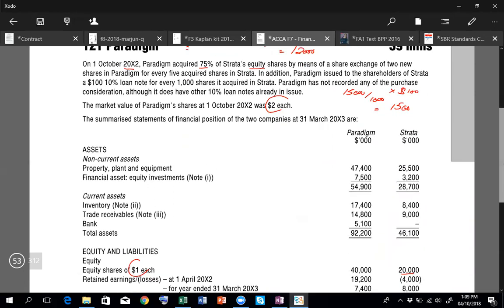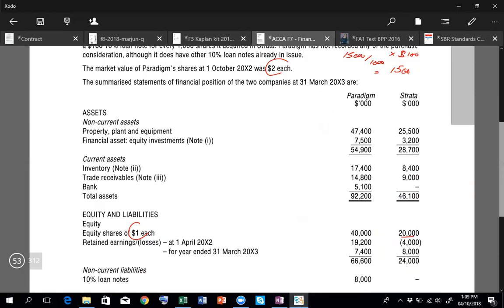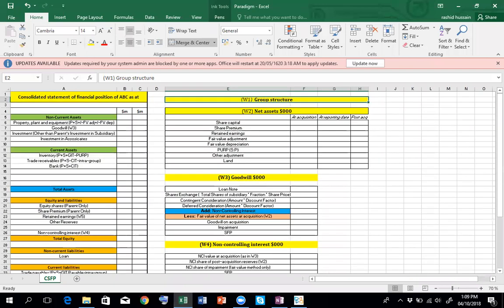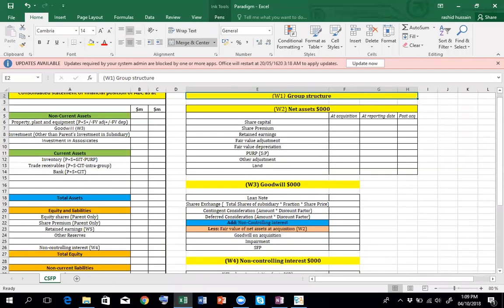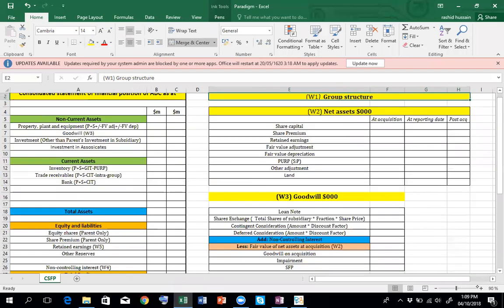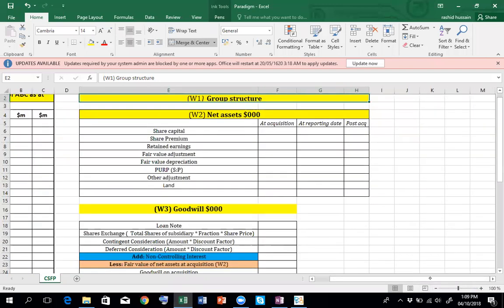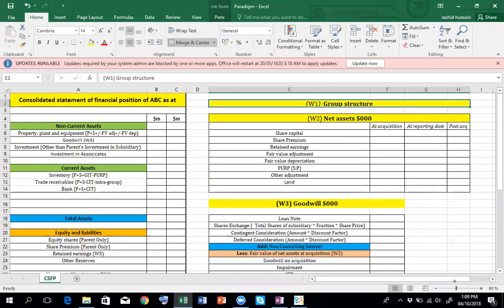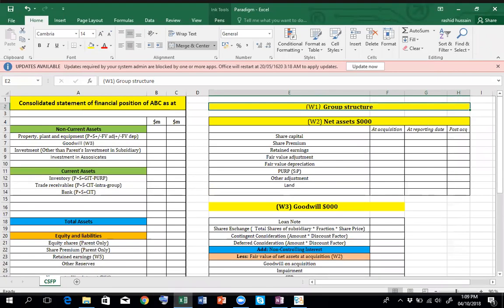The summarized statements of financial position of the two companies at 31st March are given. Now we can go to the Excel sheet. So you have this Excel sheet in front of you. Let's just zoom it out, oh no, it's too much. Okay, I guess now it's fine. A bit more. Now it's fine, yes.